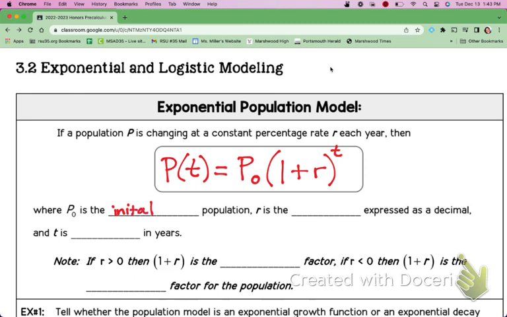R is your rate expressed as a decimal. Sometimes students mess that up because if your percentage is like 0.8%, you need to make sure you convert it to 0.008 for your decimal. And T is time, in years.